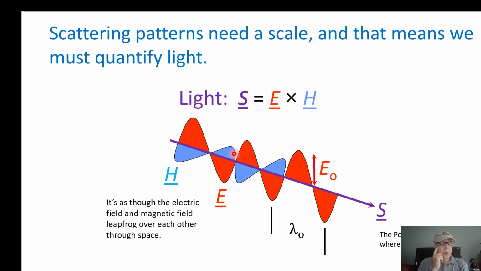A couple things to notice about this. There is the wavelength lambda. We're interested usually in the strength of the electric field. Rarely do we talk about the strength of the magnetic field. And it's important to know that the electric field and the magnetic field have to be exactly perpendicular to each other. Okay? And so that vector cross product gives us the direction.